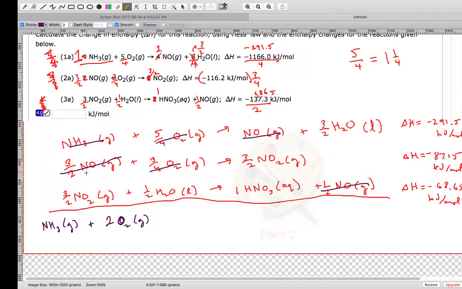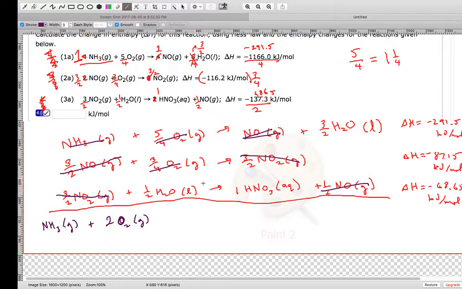All right, so there they are. Those are gone. They cancel. Things that you see in the products will cancel if you see the same things in the reactants. So that's good. NO2. I got 3/2 NO2 here. Any more NO2s? No? Okay. I got 3/2 NO2 here. I mean, they cancel. Boom.